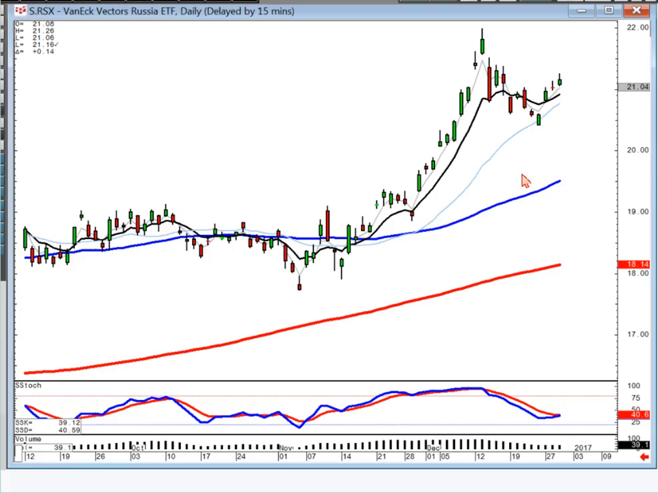RSX, this is the Russian, yep, still in an uptrend. There's your classic fry pan bottom, strong price move, J-hook pattern. You can be buying this one as long as it stays above the T-line.